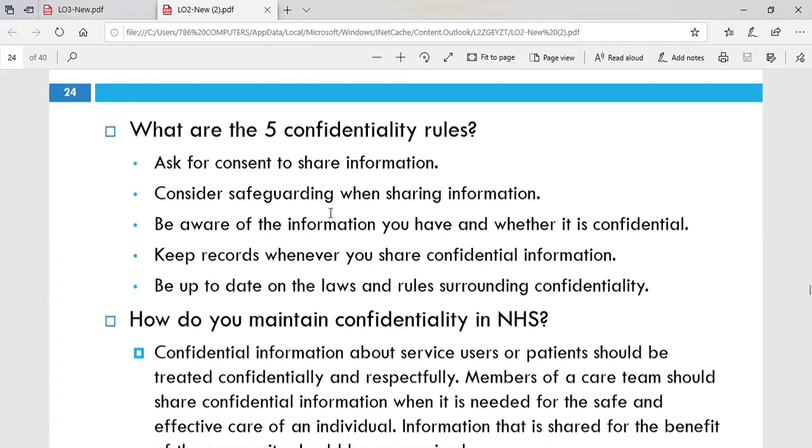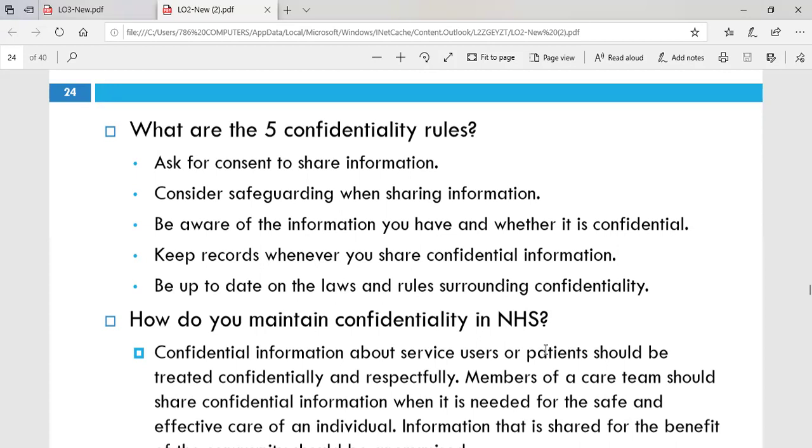Informed consent. Consider safeguarding whenever you're sharing information, and be aware of the information you have and whether it is confidential or not. Whatever information, even the slightest, you need to make sure whether it's confidential or not. Keep records whenever you share confidential information. If you don't have any records about anything that happened, that could go against you.